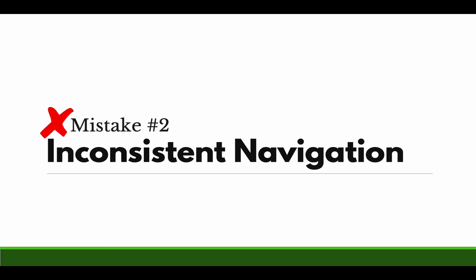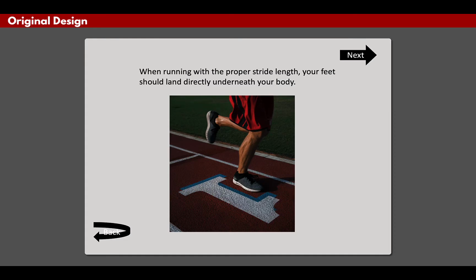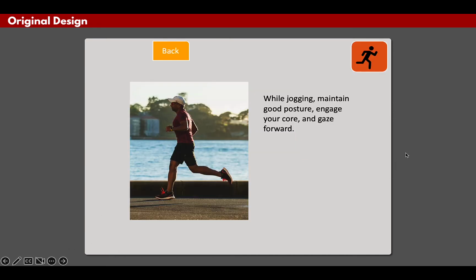Mistake number 2, inconsistent navigation. Take a look here. Where do you click to go next, and where do you click to go back? It's fairly clear, right? You've got a next button up here, you got a back button down here, a little bit hard to read, and then maybe on the next slide, we have a couple more options. Where do you click to go next? Where do you click to go back?